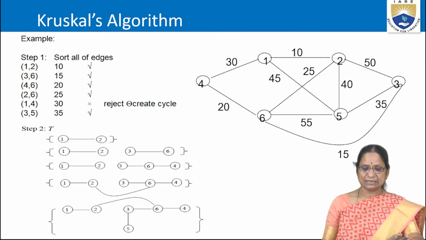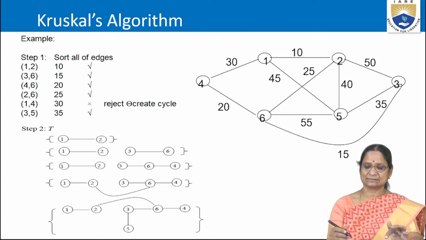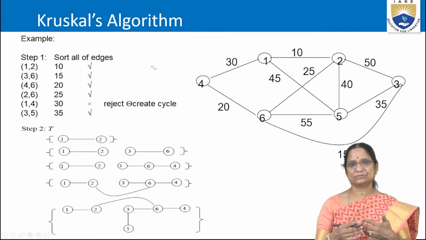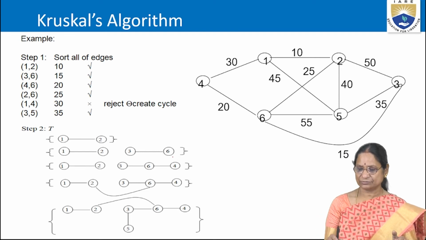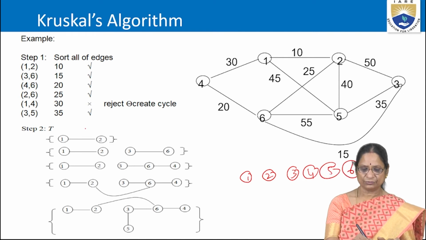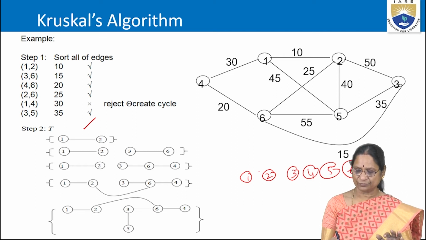Next 3 6. 3 6 doesn't belong to this one. So 3 belongs to a different set and 6 belongs to a different set. Initially all are like this, so we are having 1, 2, 3 like that. All vertices are separate trees. So 3 belongs to the 3 set and 6 belongs to the 6 set. Those two are unioned, so 3 6 is there. So initially you can assume like this: 1, 2, 3, 4, 5, 6. First added 1 2, accepted. So this edge is added. Union means I'll get like this: 1 2.